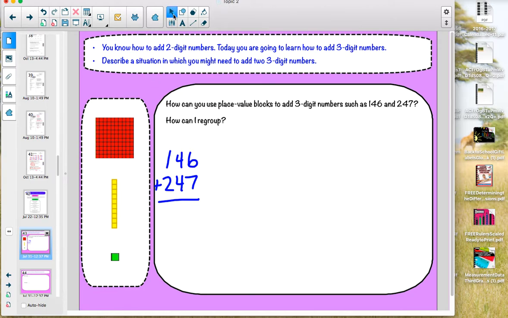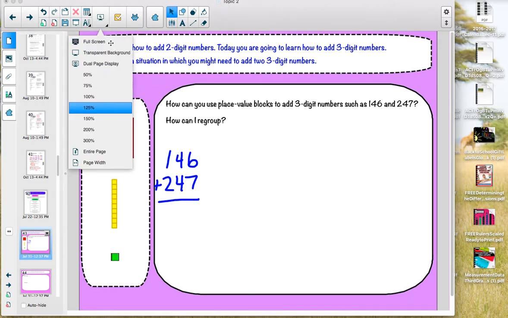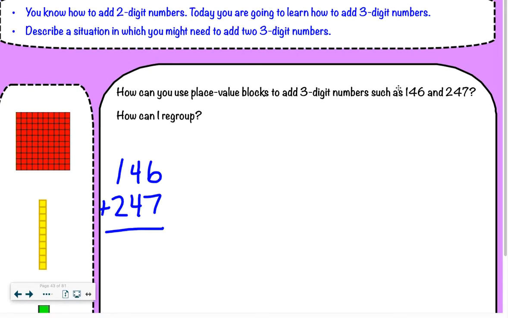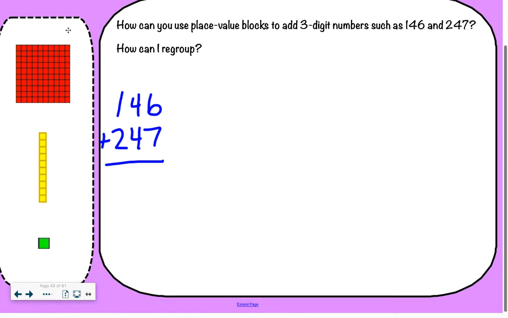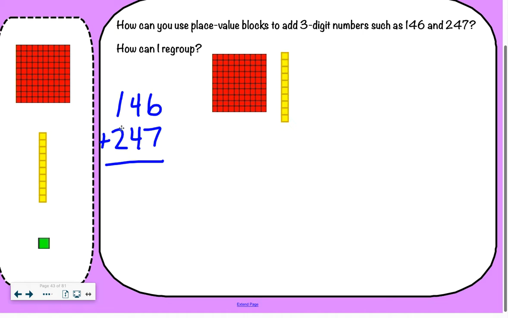Let's just be patient here. I'm grabbing my cursor. I'm going to go back to full screen so it's a little easier for you to see. Okay, so I'm going to go down. We're going to use place value blocks first to model the numbers. So I have for the first one 146. So 100, I need 4 tens. So 1, 2, 3, and 4.